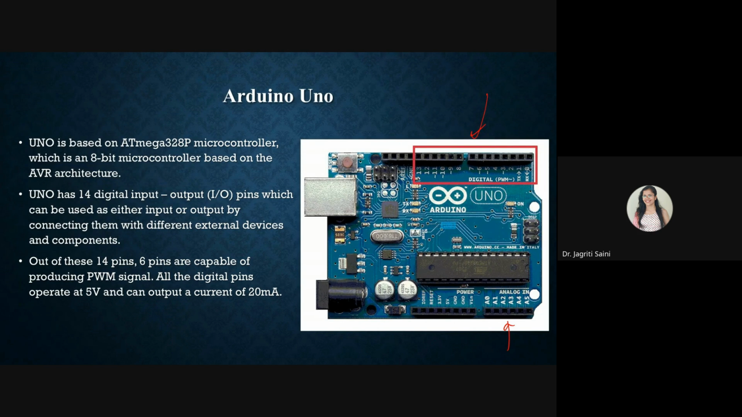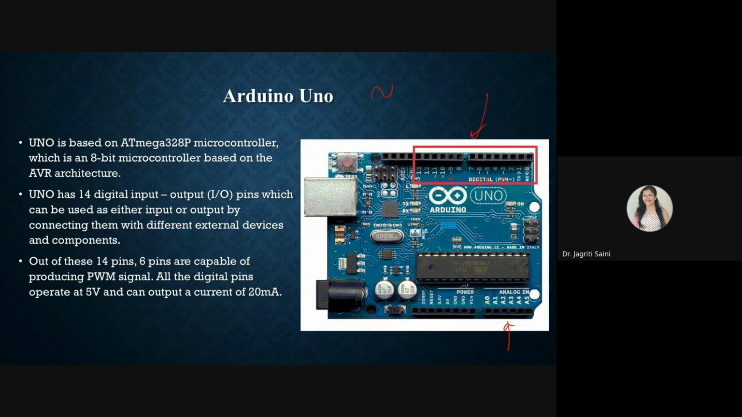And there is one more interesting fact you need to know. On the digital pins, if you observe very carefully, a few of the pins have a waveform in front of them. There are 6 such pins. The remaining pins do not have this waveform like signal. This is a signal appearing like this, a waveform in front of the pin number. This indicates a PWM signal.